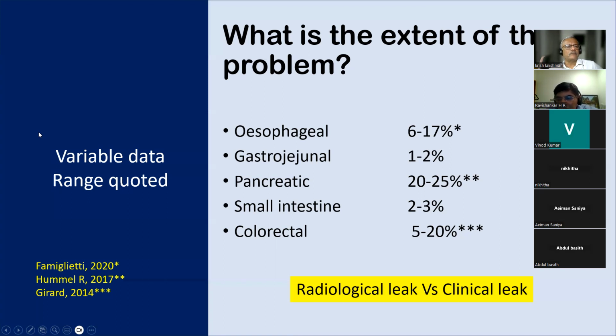Clinical leak is from the clinical signs. If you are able to diagnose that there is a leak, that would be clinical. But if we are suspecting a leak and we do a CT or a gastrografin study and then we diagnose it, it would be a radiological leak, sir. Why would you suspect a leak when there are no clinical symptoms? When the patient is not improving. That means there's a clinical leak.